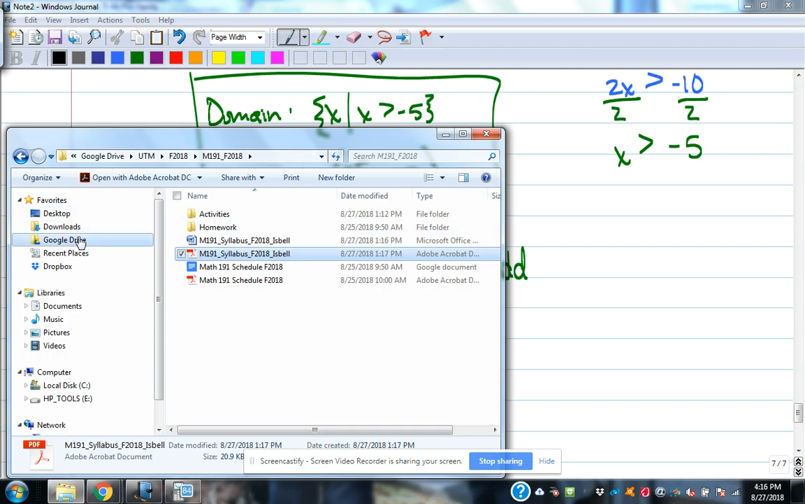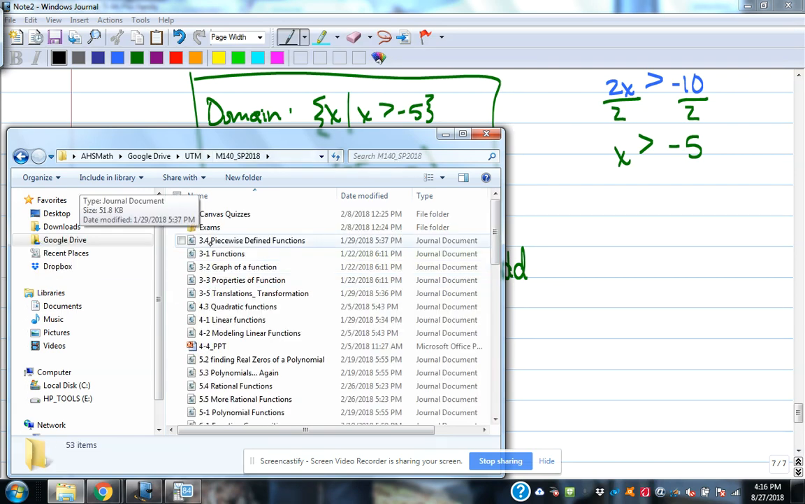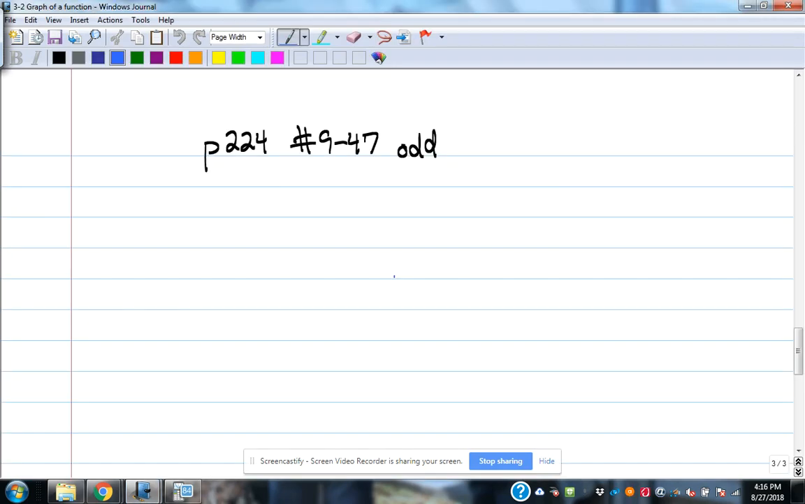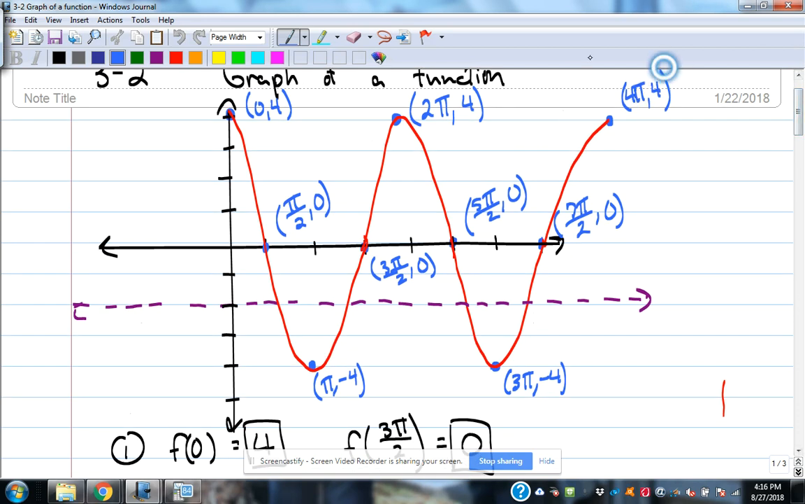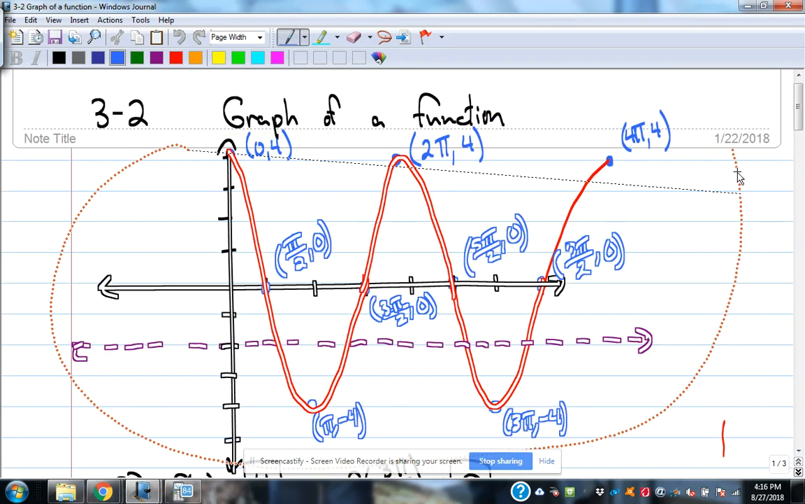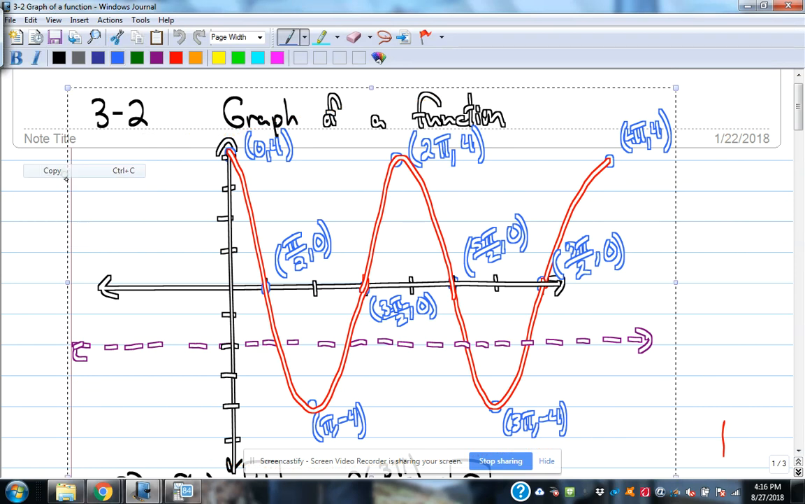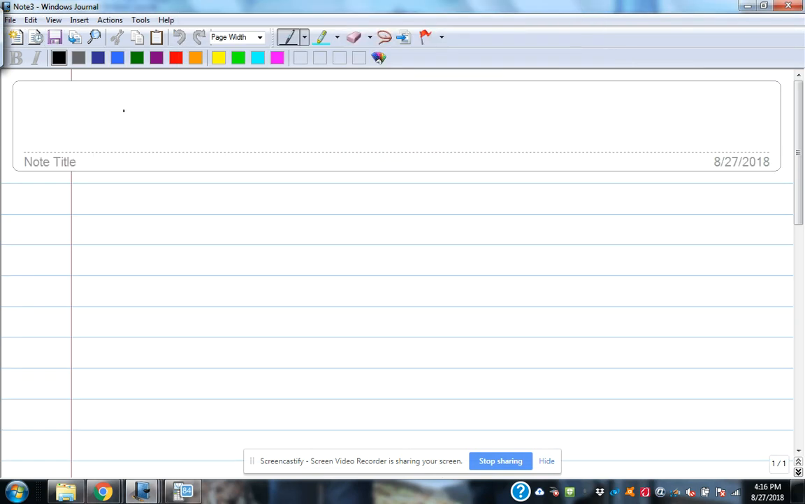All right, let's pull up my section. I want to copy this. Okay. All right, section 3.2, the graph of a function.